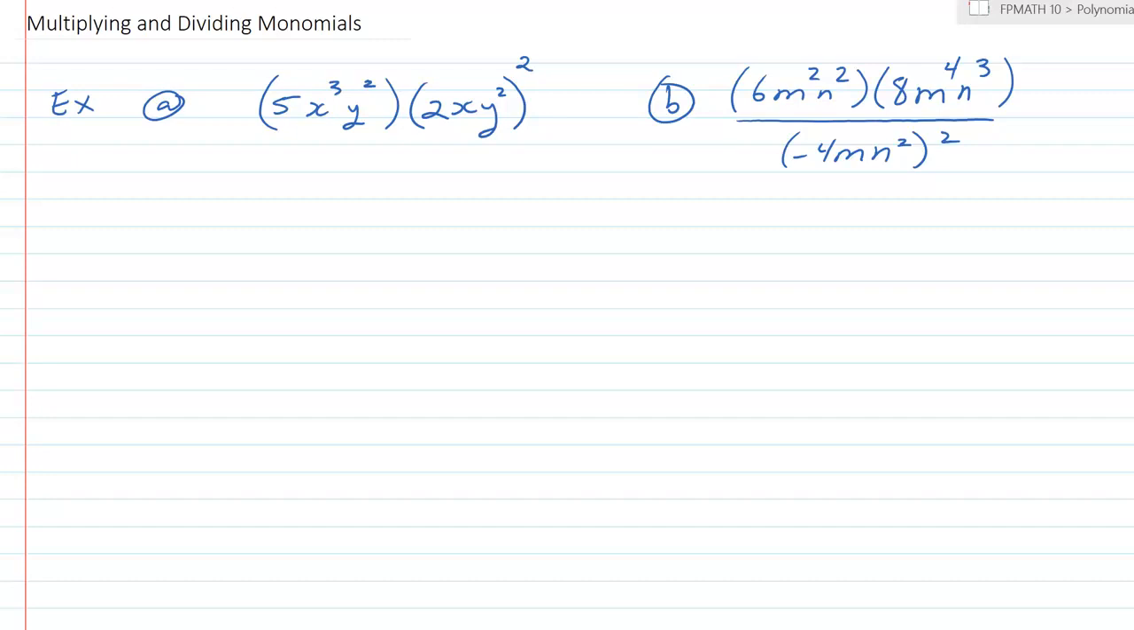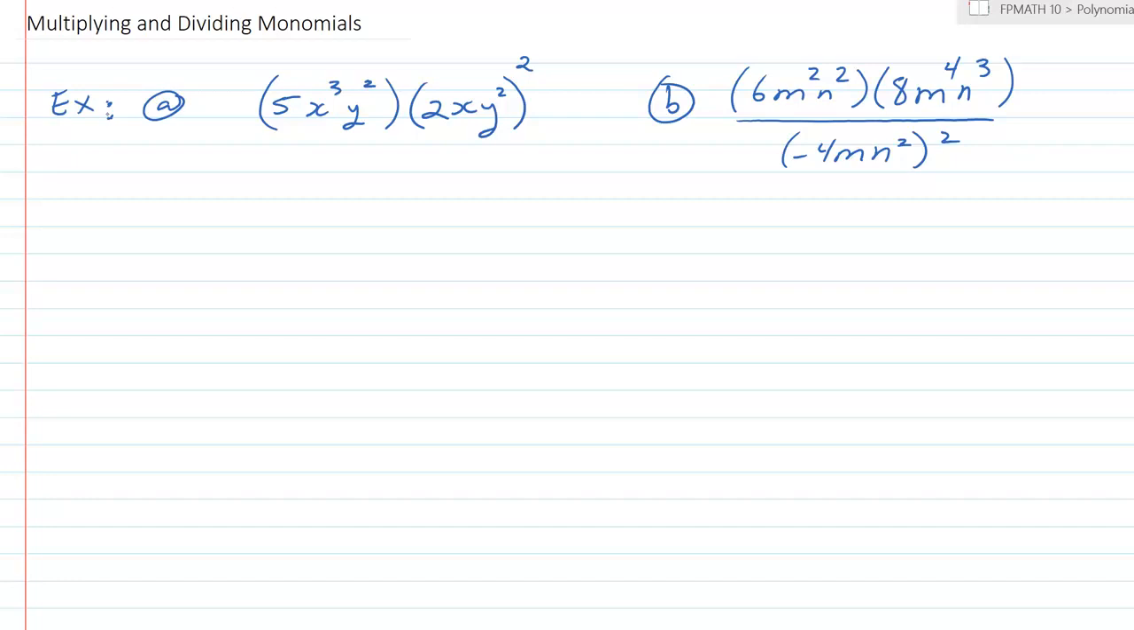All right, let's work with exponent laws and deal with multiplying and dividing monomials. So there are two examples I put up there that I need you guys to copy down. Pause the video and copy it down. We're going to start with example A.